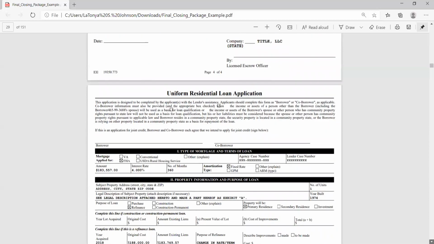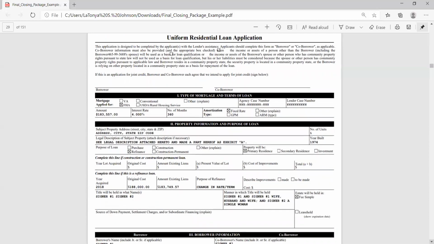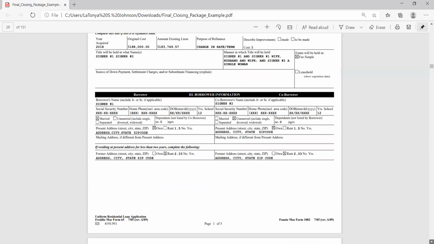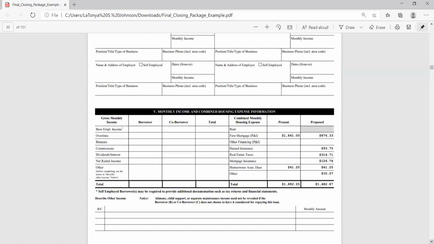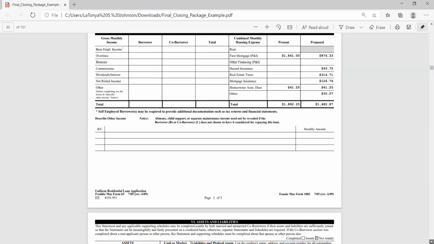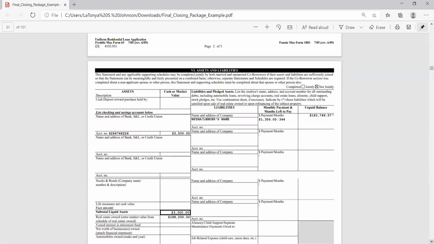Residential loan application. This is stuff that your client is going to see. They're going to understand it. It shows a breakdown of all of the loan specifics and combined monthly house expense. This is all stuff they probably already provided.